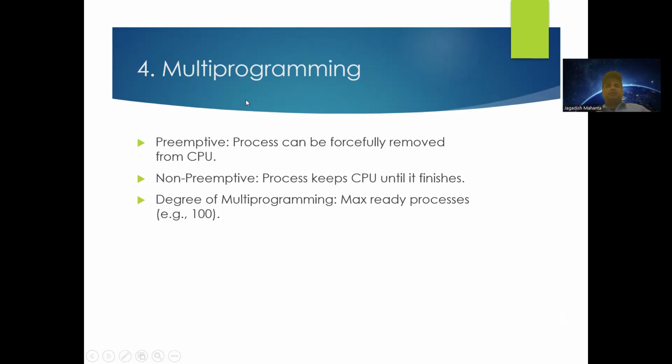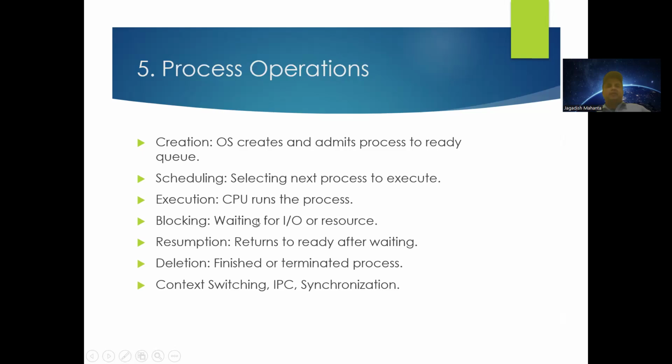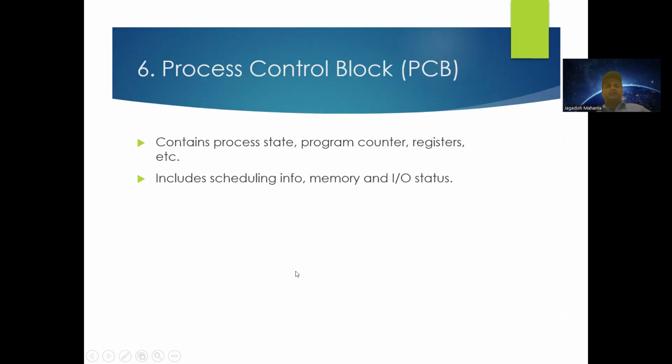And multi-programming. There are two types, preemptive and non-preemptive. And the degree of multi-programming we have already discussed: the maximum number of ready processes, that is 100. Process operations: creation, fast process creation, scheduling, execution, blocking, resumption, deletion, context switching. Next, the process control block.